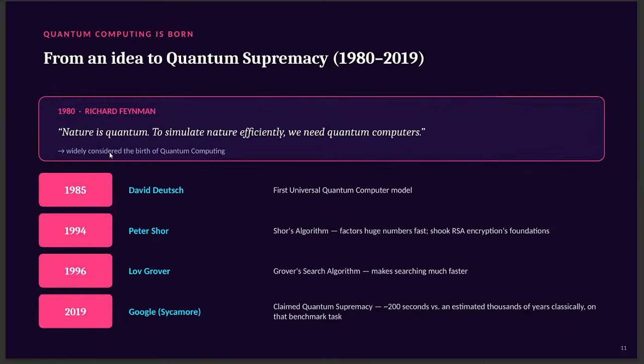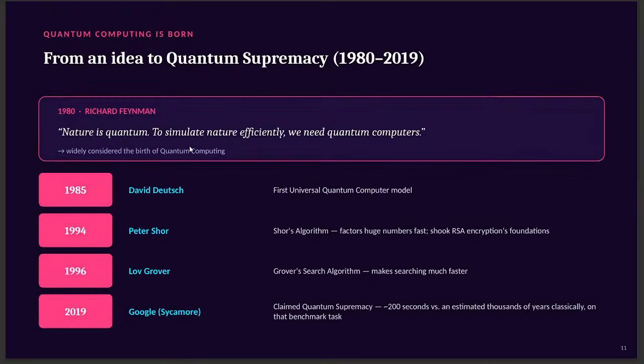So Feynman asked a simple question. Nature itself follows quantum physics, so why are we trying to simulate nature using ordinary computers? Why are we not using atoms or molecules for doing some computer tasks? This question made many scientists realize something, and this is what we call the birth of quantum computing. His famous statement was: nature isn't classical.